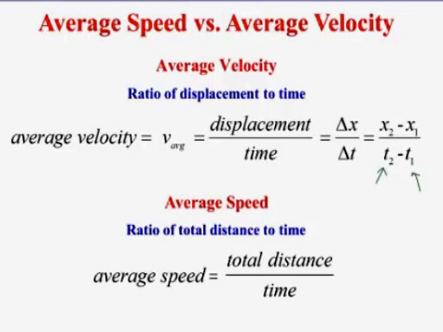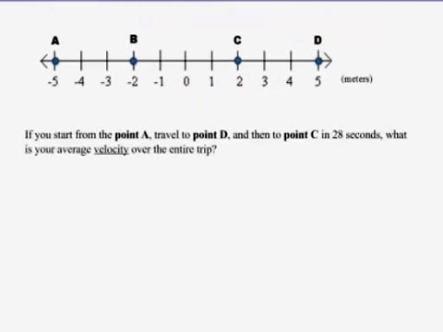Average speed is the ratio of the total distance divided by the time. Average speed is something that does not depend on what direction you're traveling. To find the average speed, you just go through and add up all of the distances to get the total distance, not worrying about what direction they're in, and you take that total distance and divide by the total time of travel. In these next few problems, we're going to be looking at the difference between average speed and average velocity for an object that's moving along.